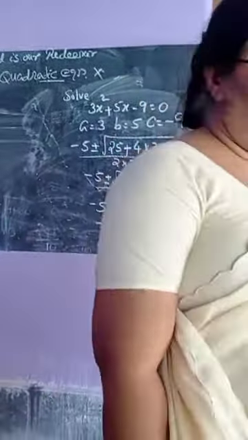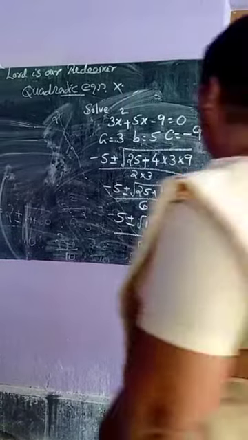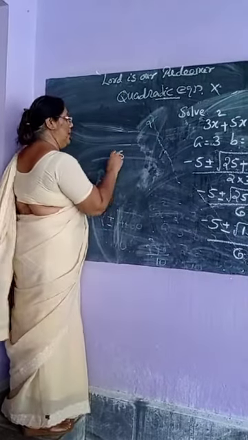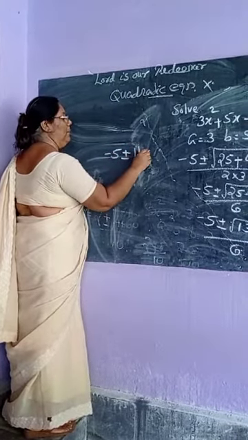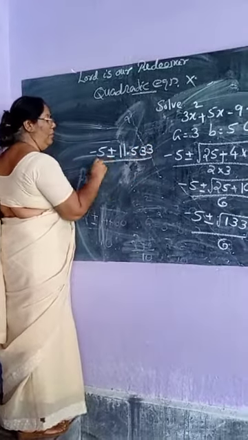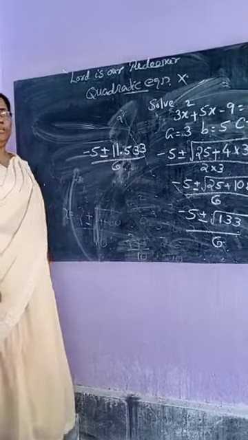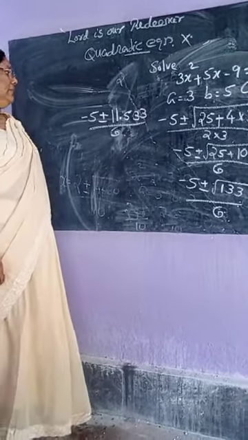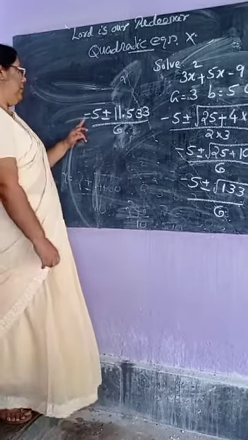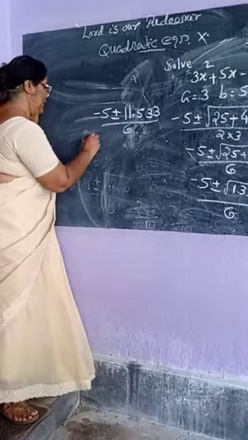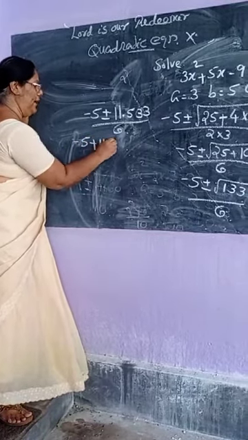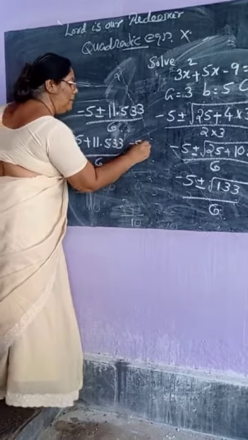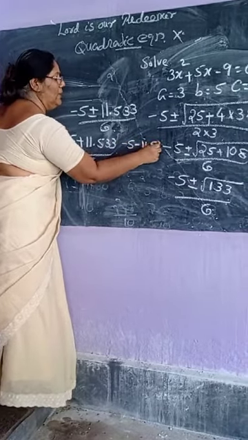When you use that long division method, you will get root of 133 is 11.533. Minus 5 plus or minus 11.533, the whole by 6. Right. When you separate: minus 5 plus 11.533 by 6, comma, minus 5 minus 11.533 by 6.